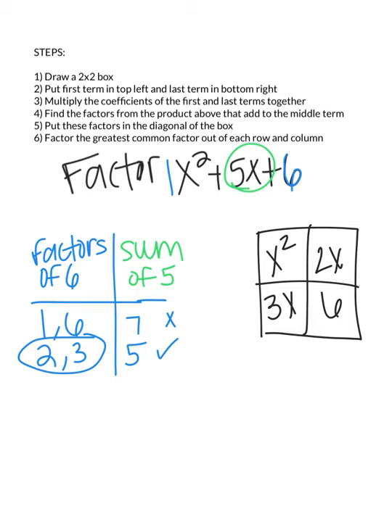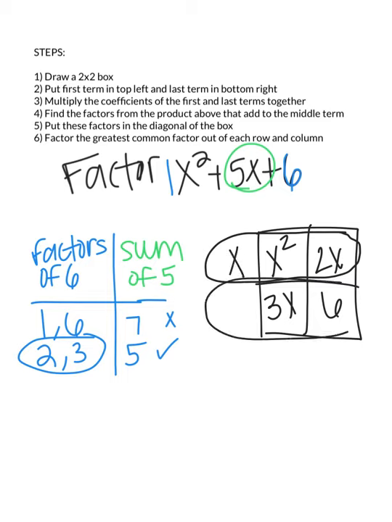Alright, so I just cleaned it up a little bit. I still have x squared, 2x, 3x, and 6 within the box, okay? Now I'm going to factor out each row and each column, and I'm taking out the greatest common factor of each. So let's look at this first row. I'm going to circle it just so you know which one I'm talking about. What do x squared and 2x have in common? What's their greatest common factor? Well, they each have an x.